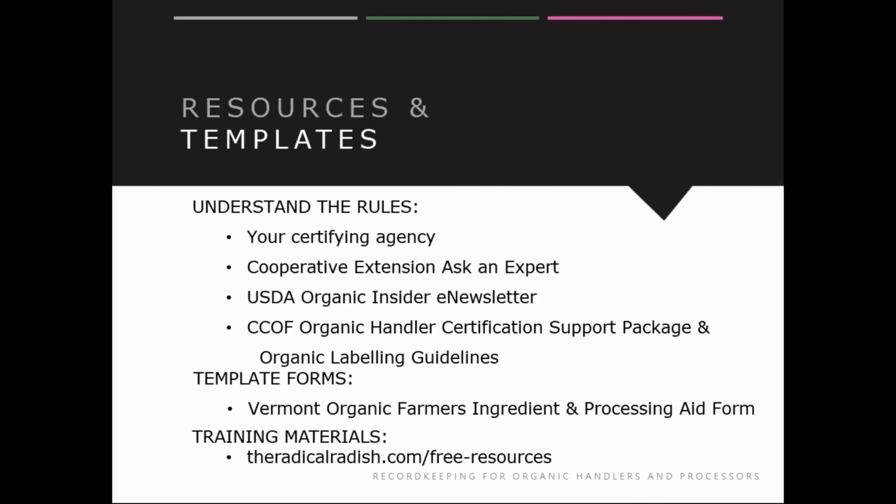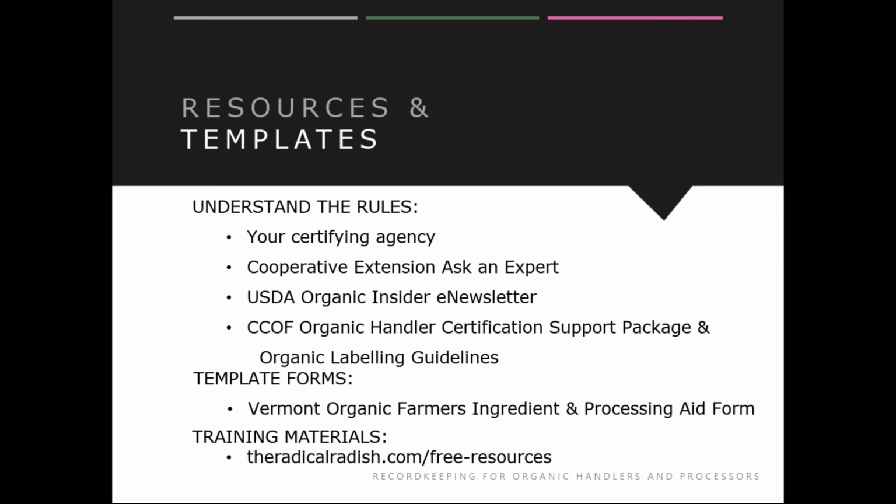And that brings me to more resources. There are lots of resources out there, but these are my favorites. So first, your certifying agency. You don't have to know the ins and outs of the regulations, and if you're an entrepreneur or a small business owner especially, you don't have time to be a certification expert. That's why you have a certifying agency. So call them if you have a question. Think of them as a resource, and they can be one. Cooperative Extension also has an Ask an Expert. If you Google that, you'll find the information, and that's a way to call someone and ask them a question if you can't get in touch with your certifying agency.